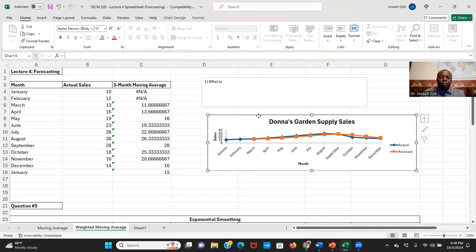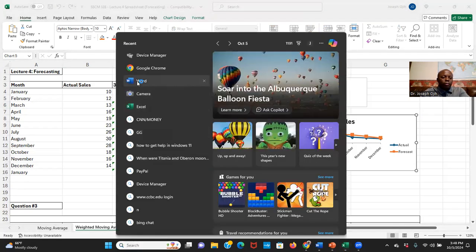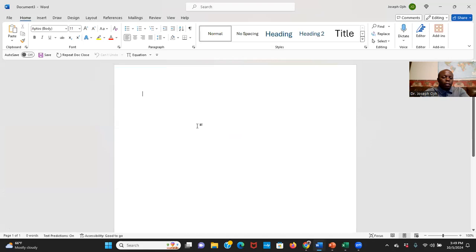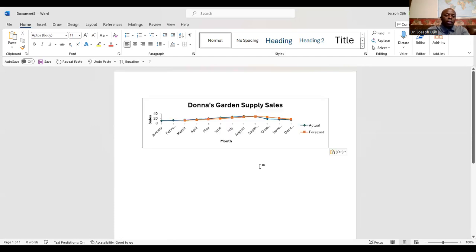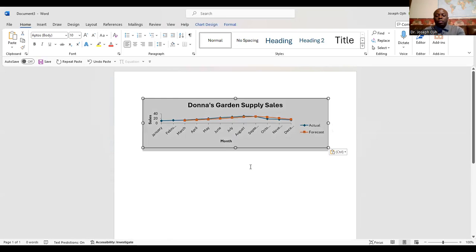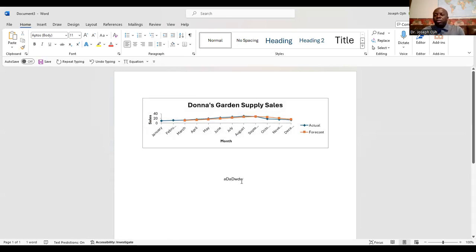But if you want to put a chart in a Word, all you have to do is click here and do Control-C. Then you open Word. Open Word and do Control-V. It will paste it in Word, and you can type below it if you want. Yep, you can type below it, whatever you want to type.